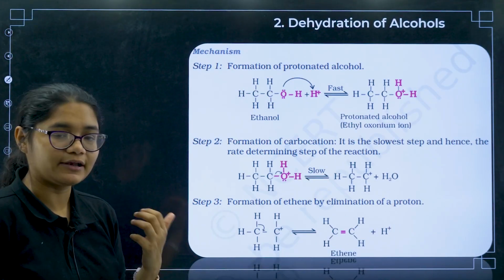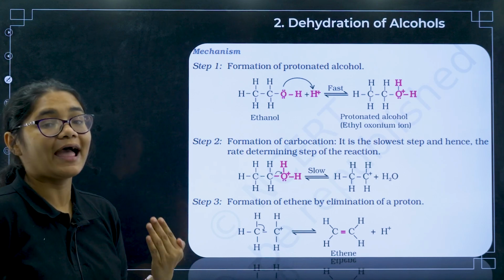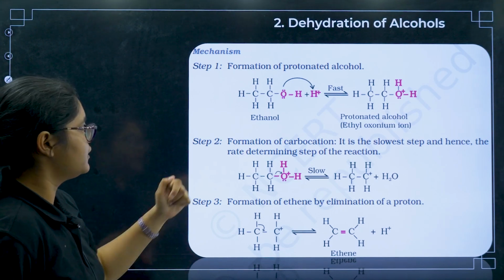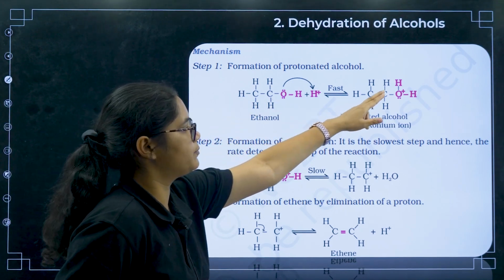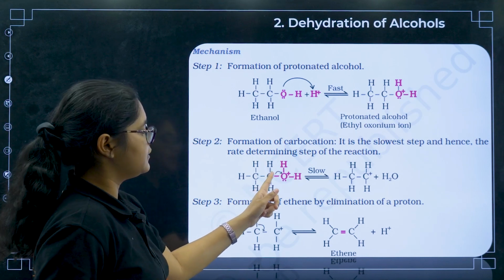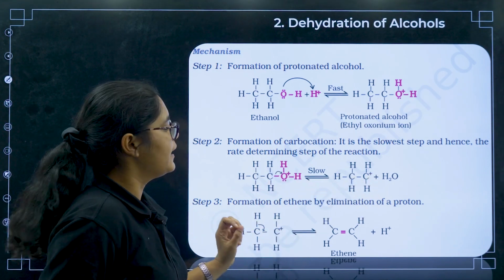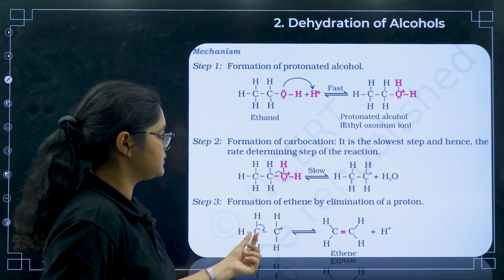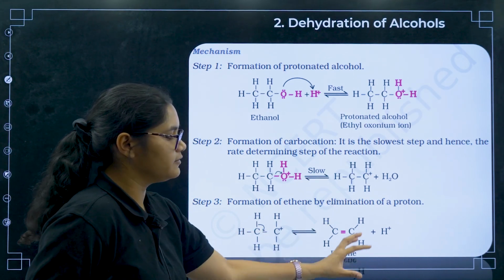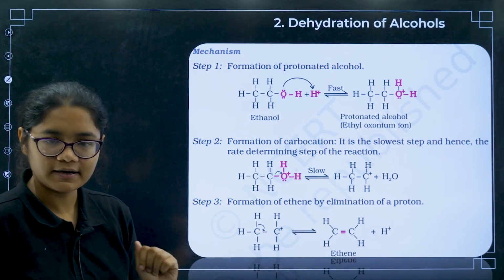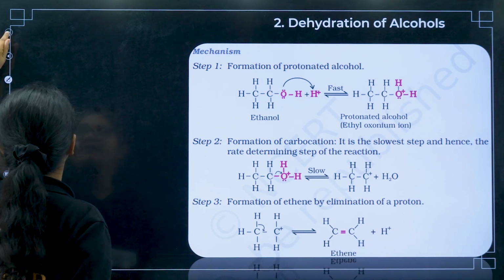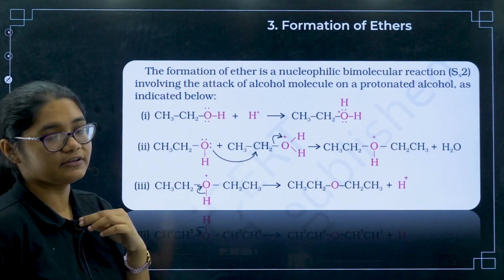dehydration of alcohol. So alcohol's dehydration will give you alkenes. First of all this one will get protonated, O plus H2, then there will be removal of this protonated water and you will get a carbocation, and then this H will form a double bond and we will get an alkene group. Clear? Okay, next we have here formation of ethers.